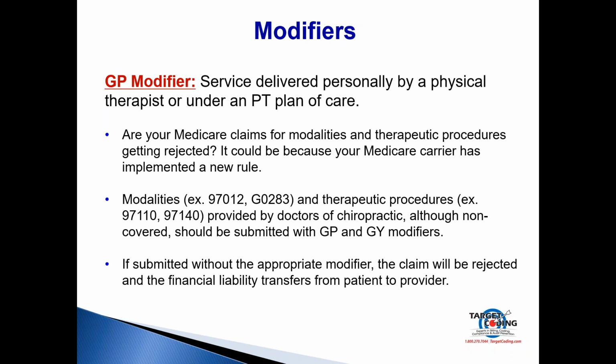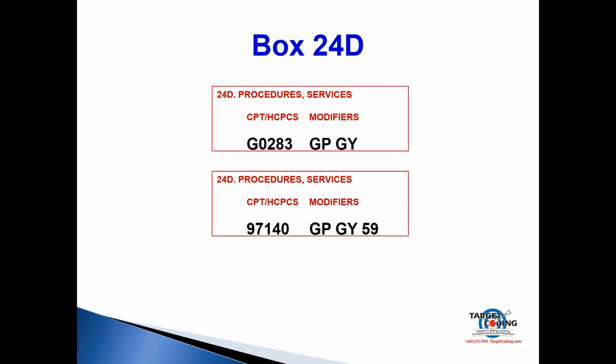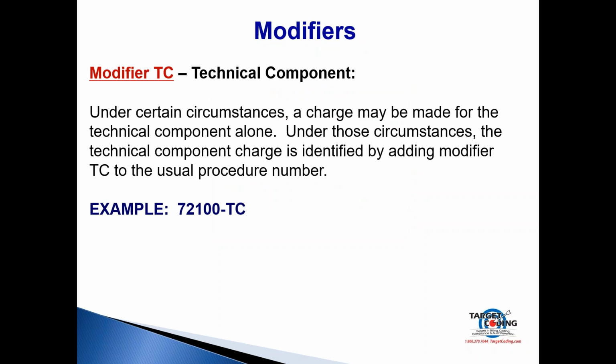So modalities and procedures provided by chiropractors, although non-covered, should be submitted with the GP and GY modifiers. If submitted without the appropriate modifiers, the claim will get rejected, and then the financial liability transfers from the patient to the provider. So this is what it should look like. Example, electrical stim, GP, GY, manual therapy, GP, GY, and the 59. I like using the GP first because of all the denials that are occurring.